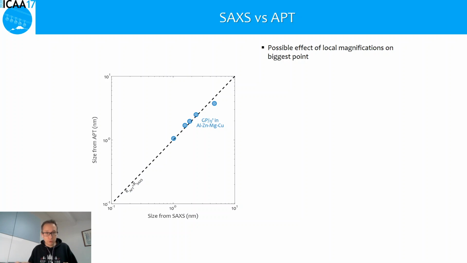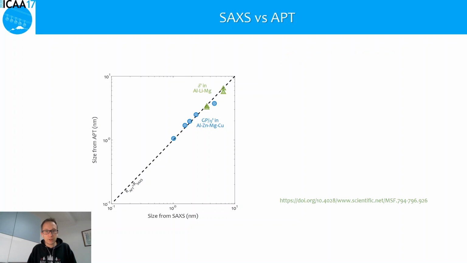And now the idea is, okay, maybe I can add the other data that I have, where I actually happen to have measured both atom probe and SAXS on the same sample, so that I can add them on this graph. And this is what I've done. These are aluminium lithium magnesium alloys, which precipitate L12 spherical precipitates. I've shown them at ICAA in Trondheim a few years ago already.